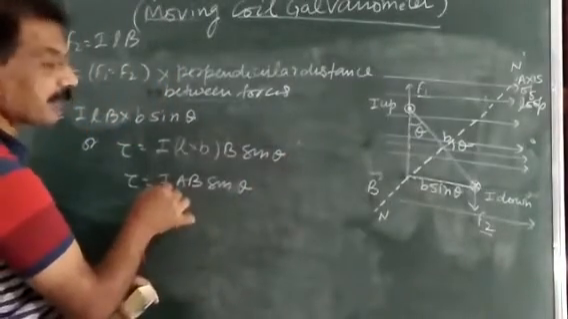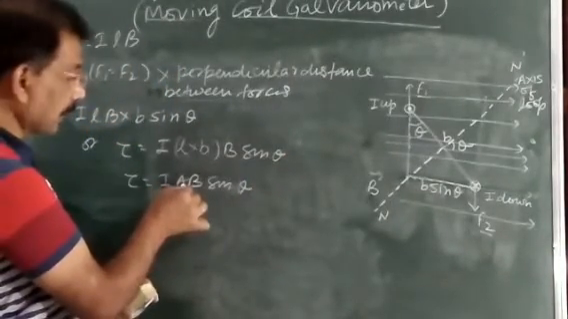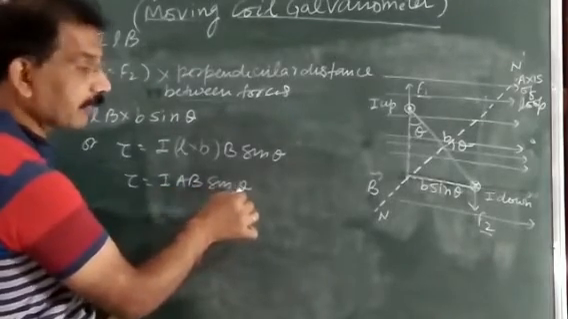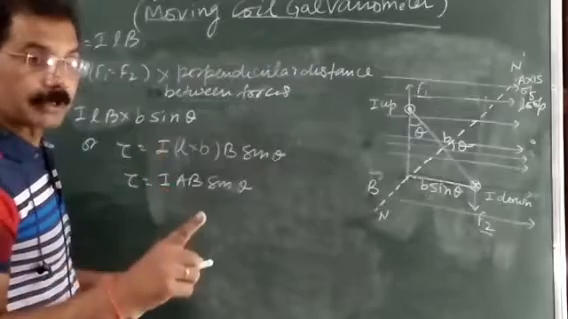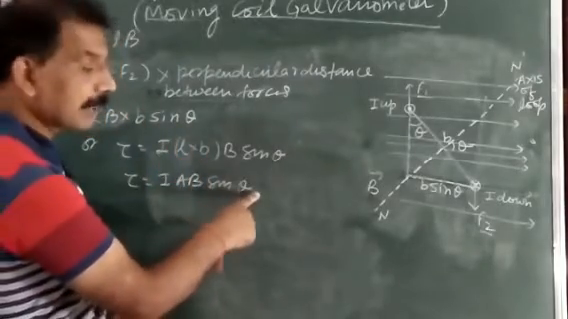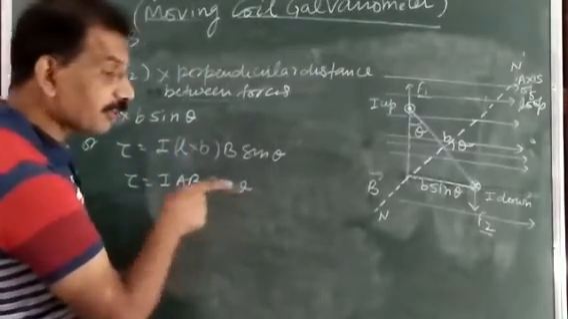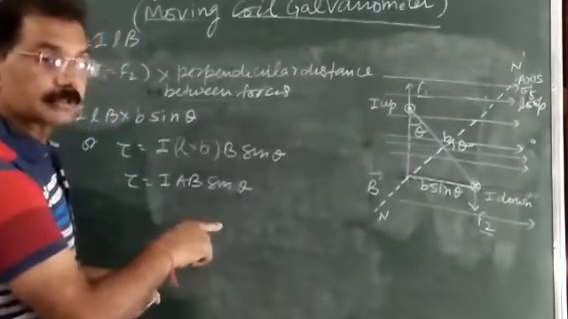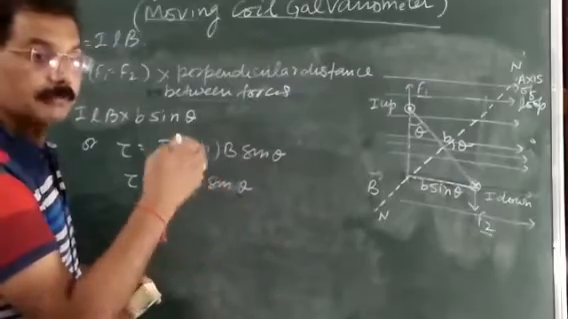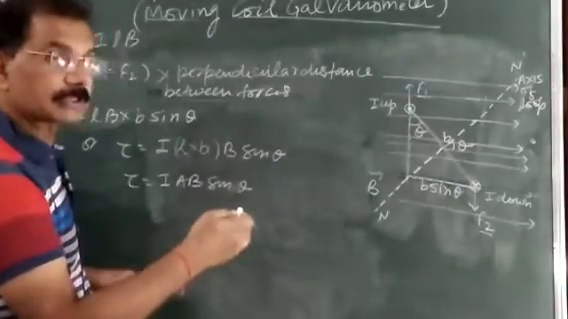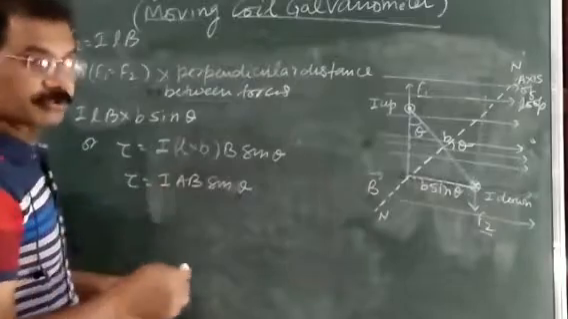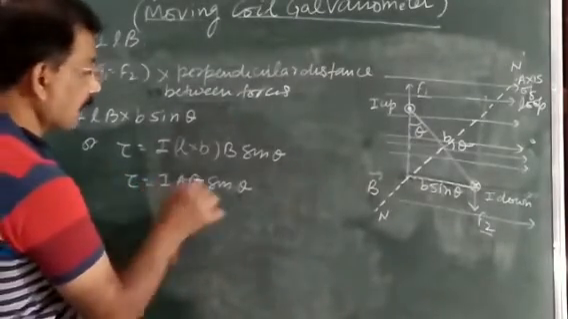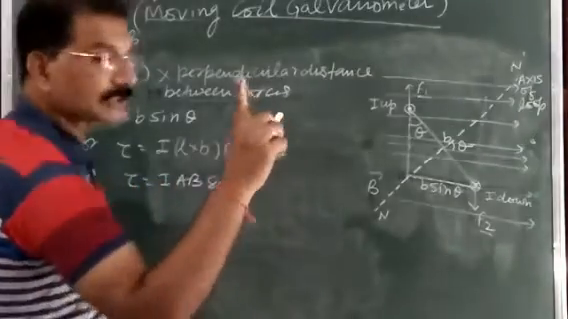Remember this, here I is the current in that current carrying loop, A is the area of that loop, B is the uniform magnetic field, and theta is what? Theta is the angle between the axis of that loop and the magnetic field. If the axis is parallel, then theta is 0. If the axis is perpendicular, then theta is equal to 90 degrees. And in this way, we can find out the torque acting on that current carrying loop. This is for the torque acting on one single loop.